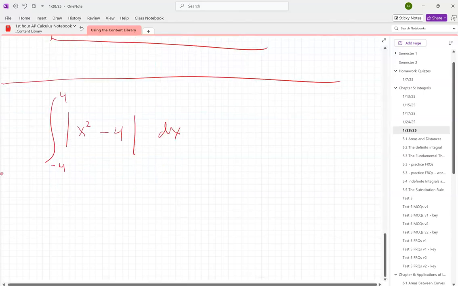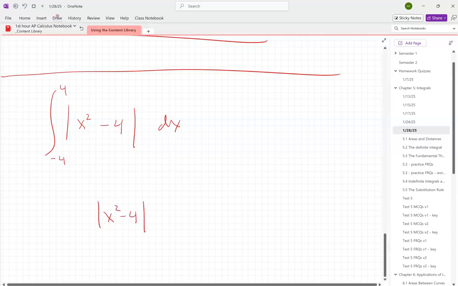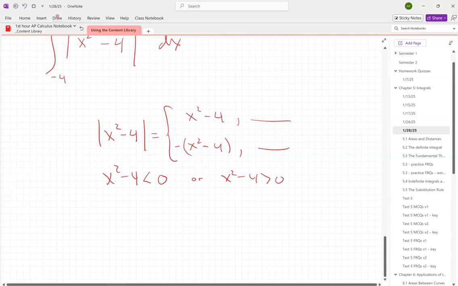So if I think about this, I know the absolute value of x squared minus 4 is going to be x squared minus 4 for some x's. And then it'll be negative of x squared minus 4 for some x's, right? So what I need to find out is when is x squared minus 4 less than 0? Or conversely, I could ask, where is it greater than 0? Everybody's okay with that? For a quadratic, I think the easiest way to approach this is to think about it graphically.